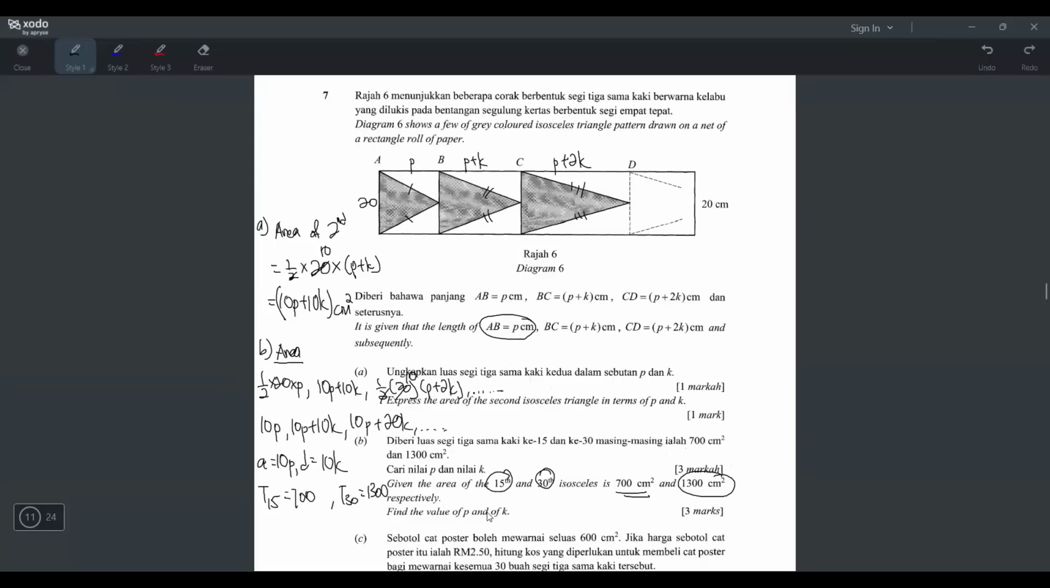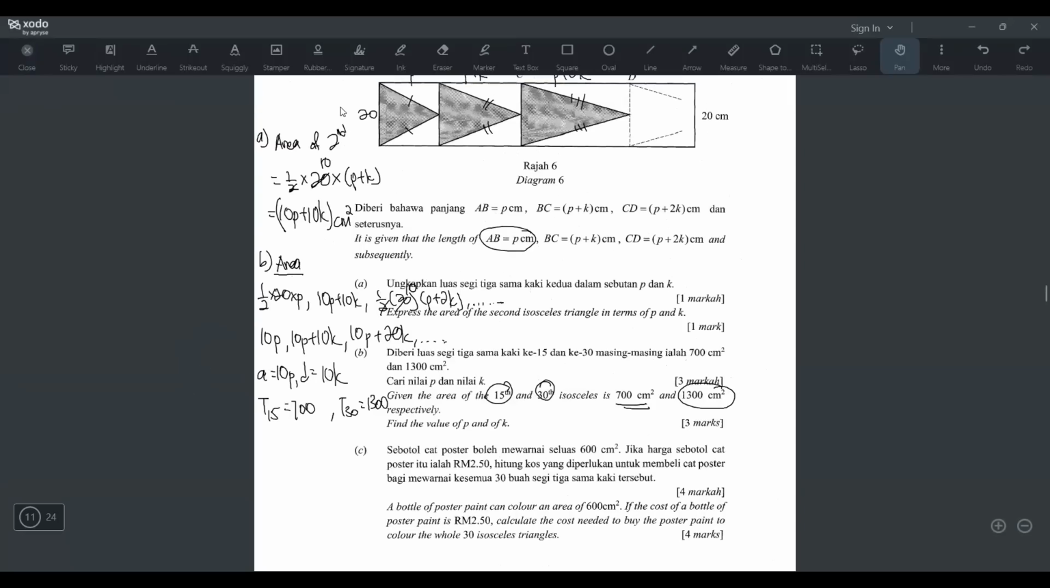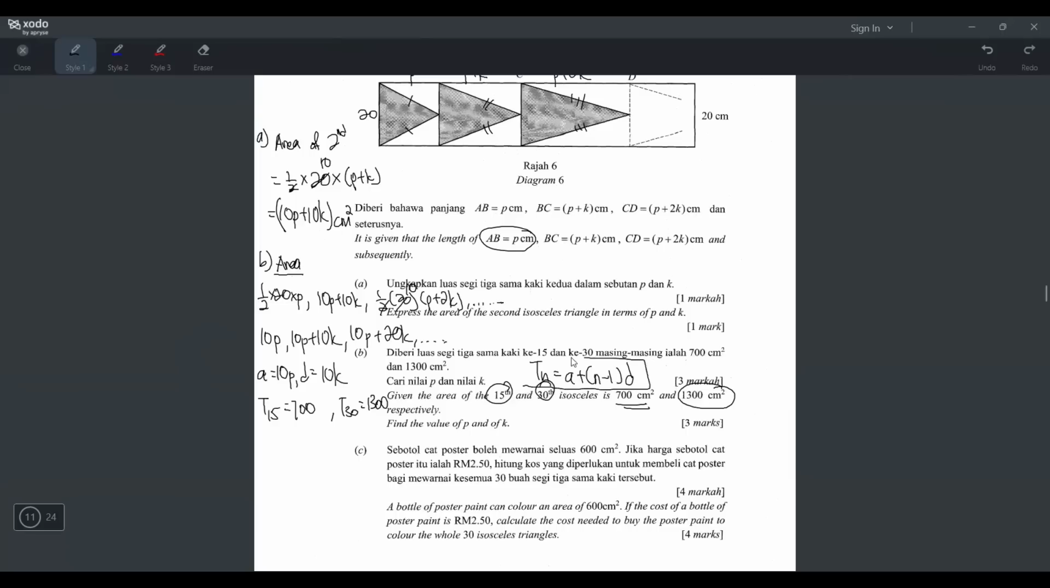And now they want to find the value of P and K, right? Okay, but I think you need to find the value of A and D first, because your A and D are not known now. And later you will use the Tn formula. For an arithmetic progression, the Tn formula looks like this: A plus (n minus 1)D. So we will use this formula and put in this information.